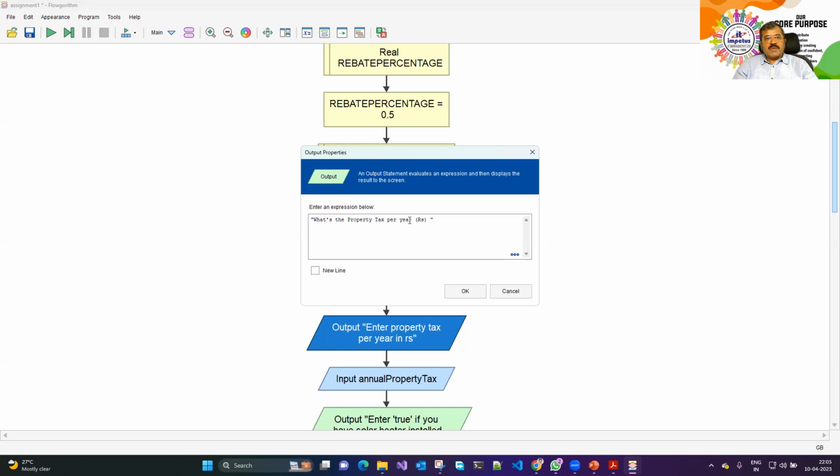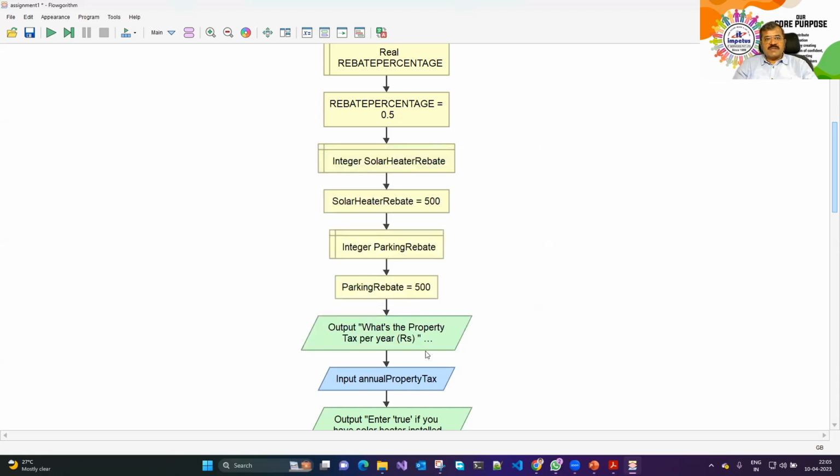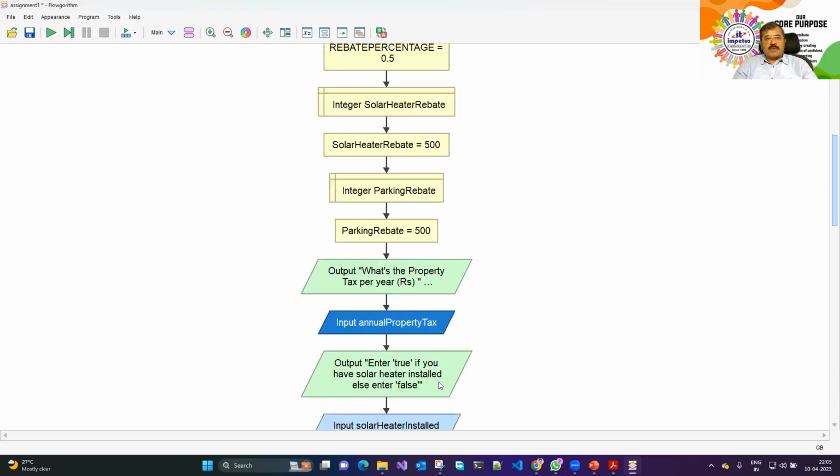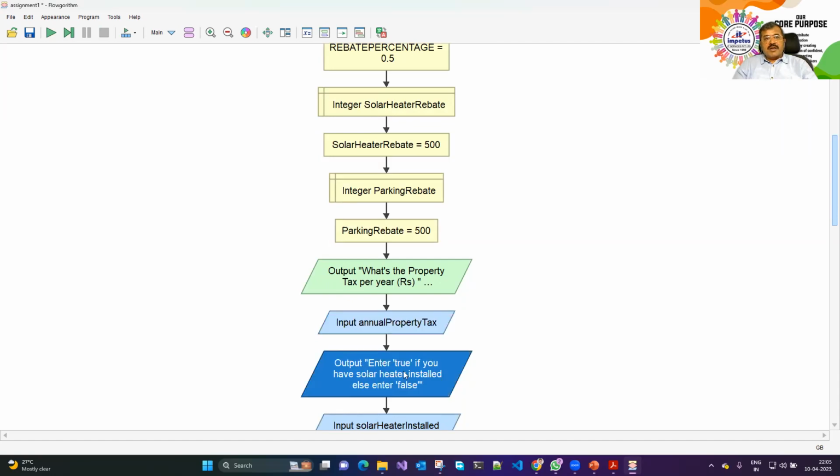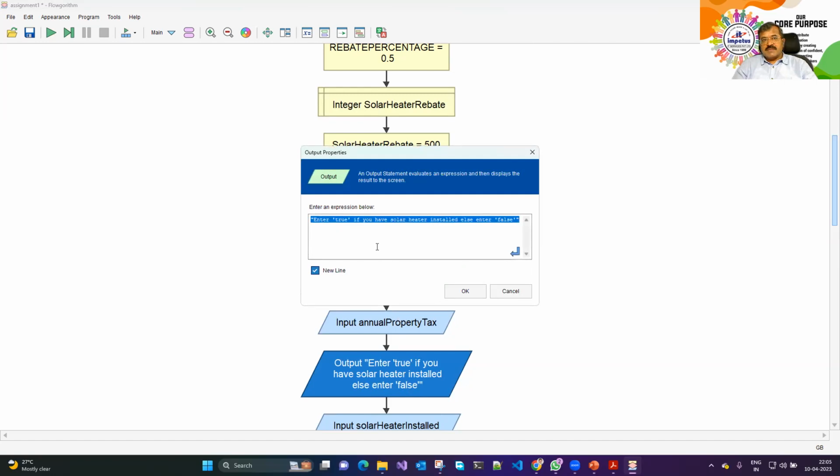What's the property tax per year? And we are given the units, that is rupees. So input annual property tax, that's okay. Enter true if you have solar heater installed, else enter false. I could change this message to something slightly different.